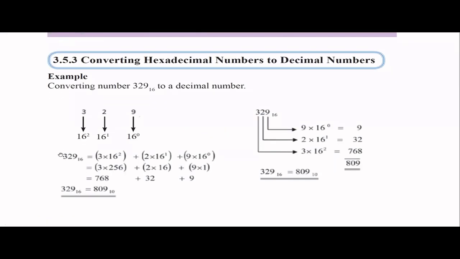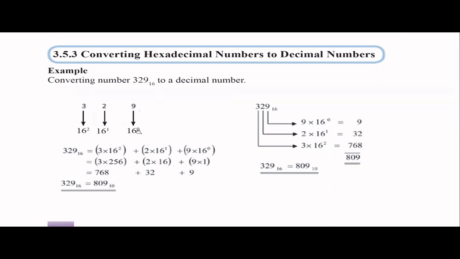Okay, now we are going to convert hexadecimal numbers to decimal, right? Same thing, but here the only difference is the weighting factors will be with the 16 to the powers, right? So here 9, 2, 3, right? You write them down and 16 to the power 0, 16 to the power 1, 16 to the power 2, right?